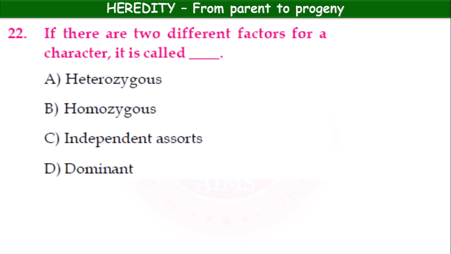Option B. Next, if there are two different factors for a character, it is called heterozygous, homozygous, independent assortment, dominant. Which one? It is a heterozygous. Option A. So, for example, capital T, small t, it is heterozygous. Capital Y, small y, heterozygous. Here terminology is very important, children.